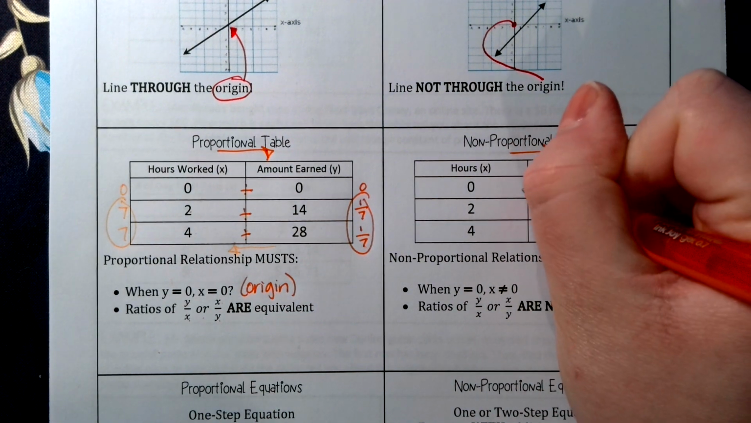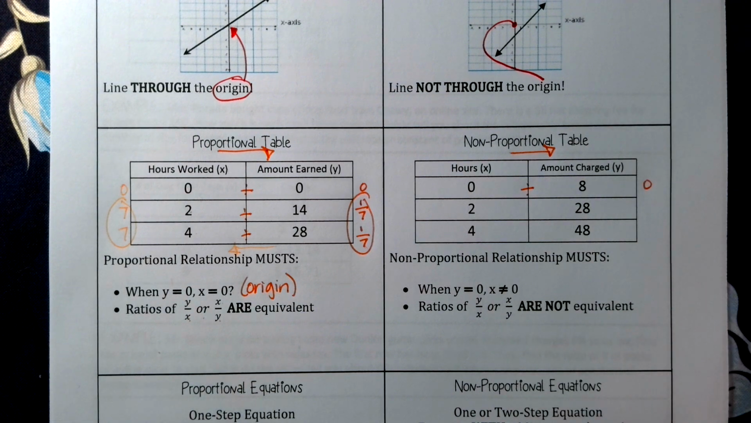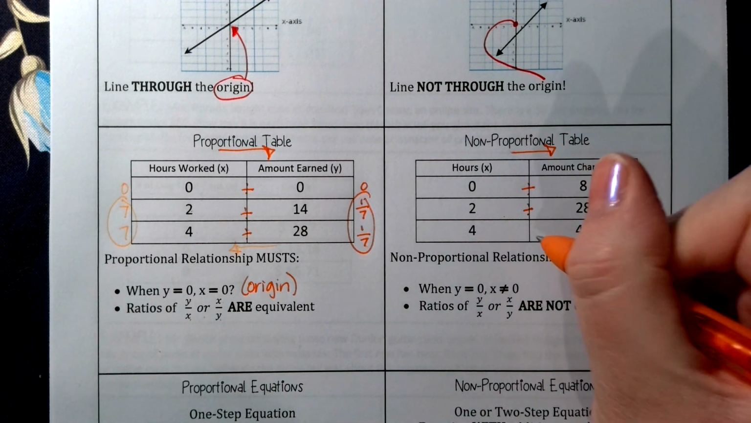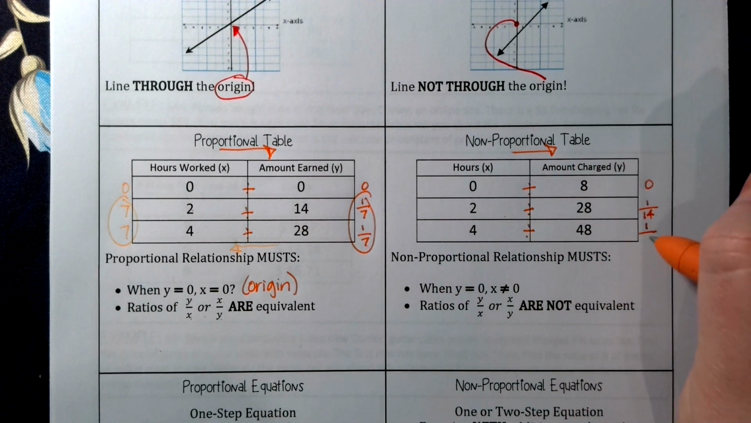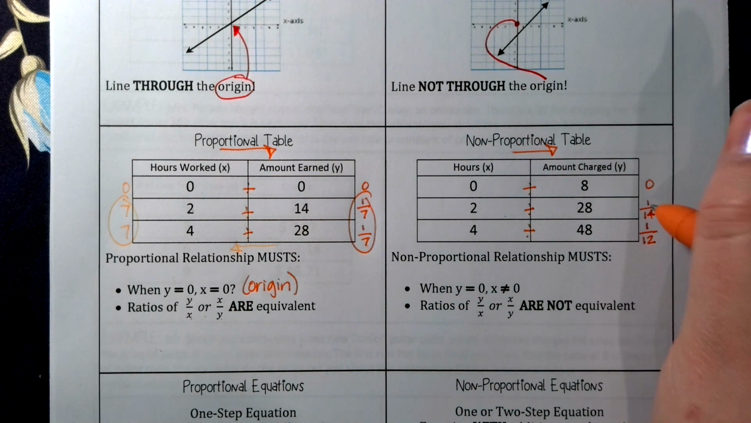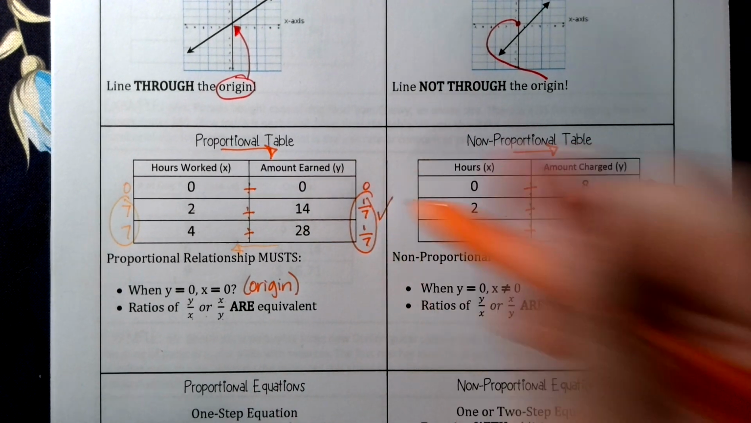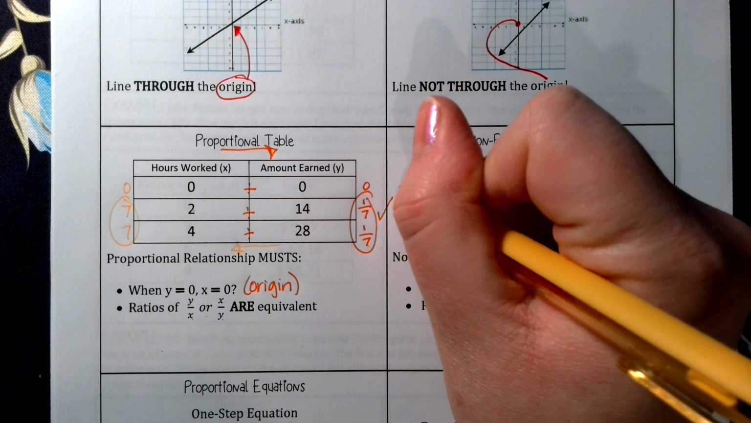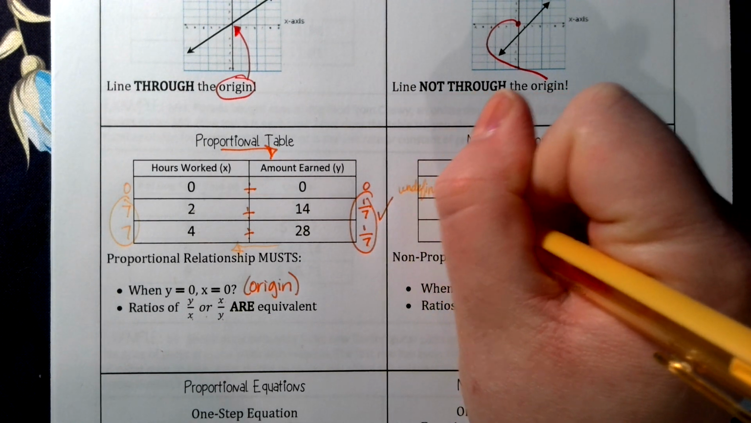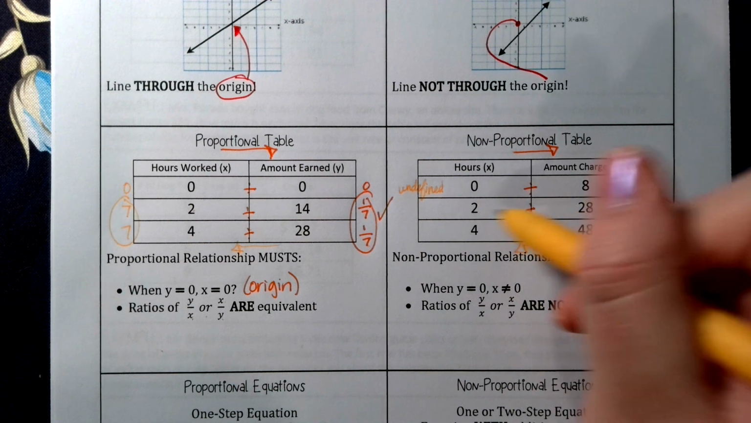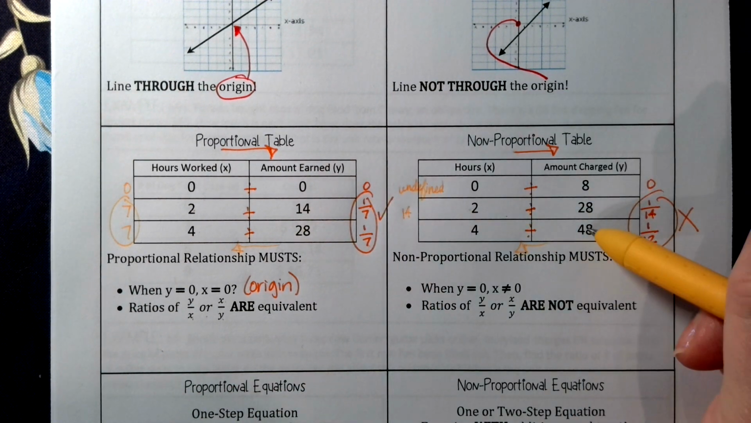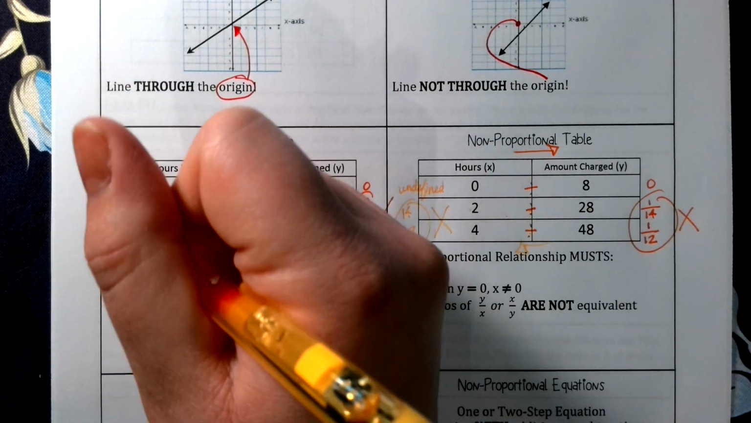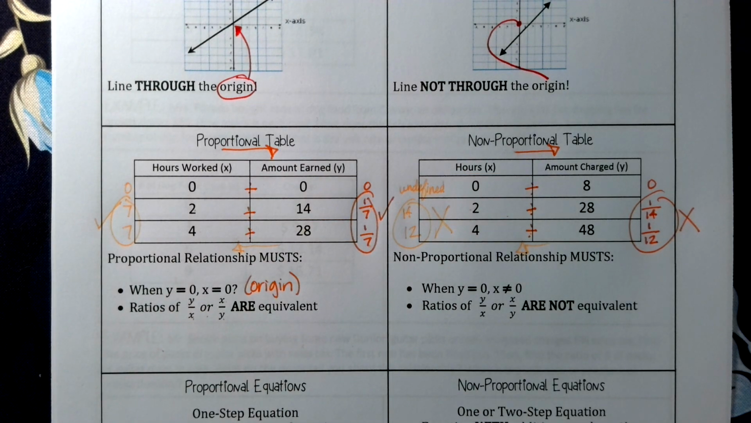If I divide this way, 0 divided by 8, that's 0. 2 divided by 28, that's 1 over 14. 4 divided by 48, that's 1 over 12. Those numbers here, they do not match. These ones do. And again, if I divide the other way, 8 divided by 0, that's an undefined number. You'll learn about that in algebra. 28 divided by 2, that's 14. 48 divided by 4, that's 12. Those numbers are different. It is not proportional. These ones, they're the same, so they are proportional.